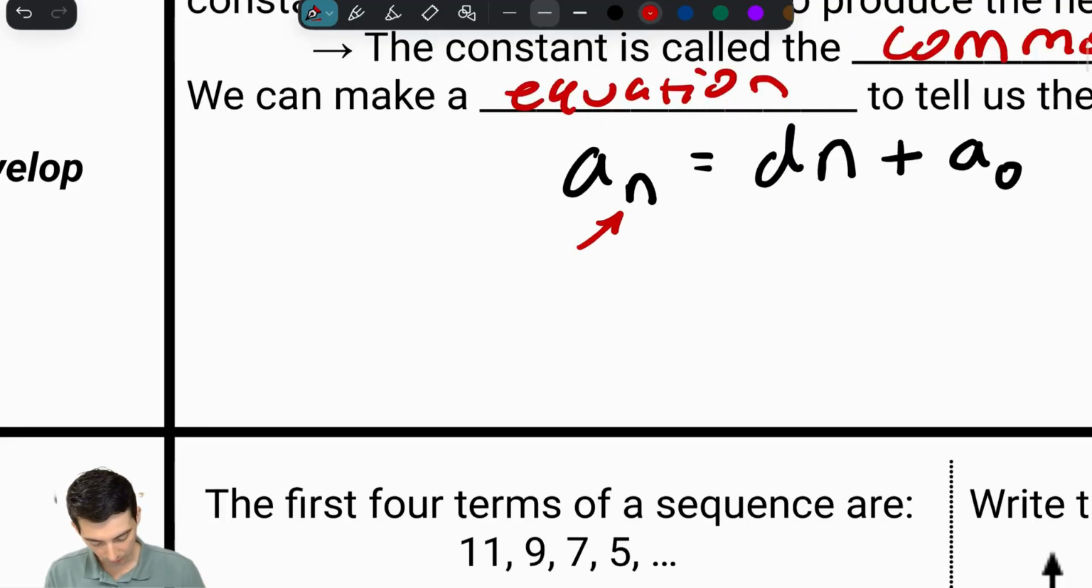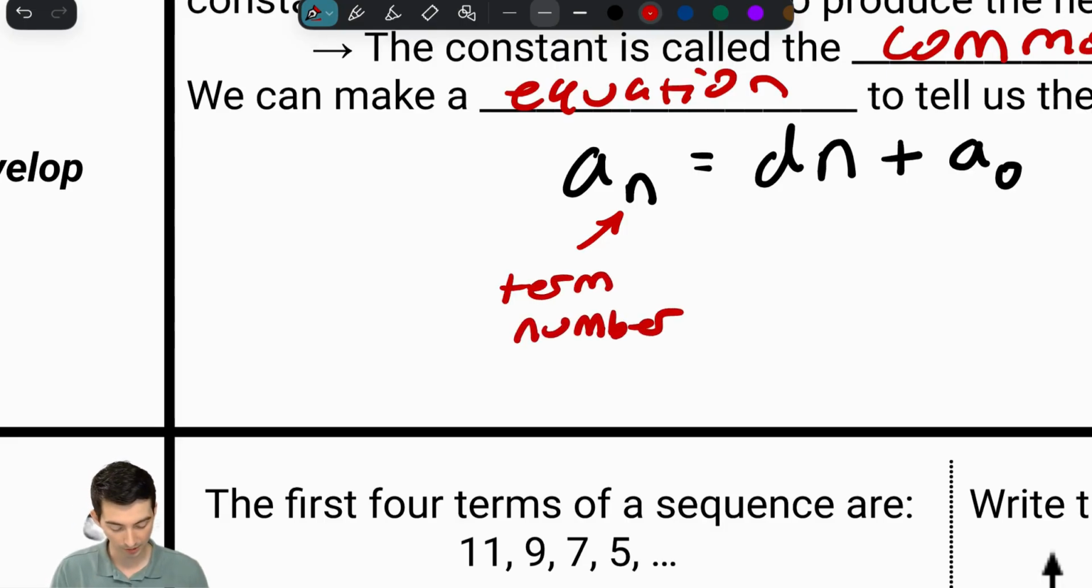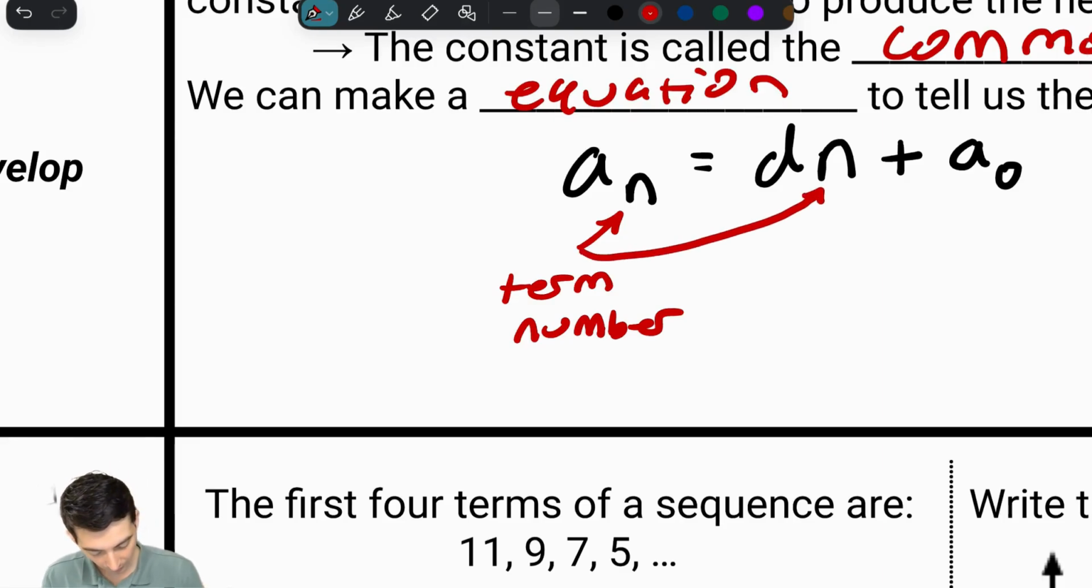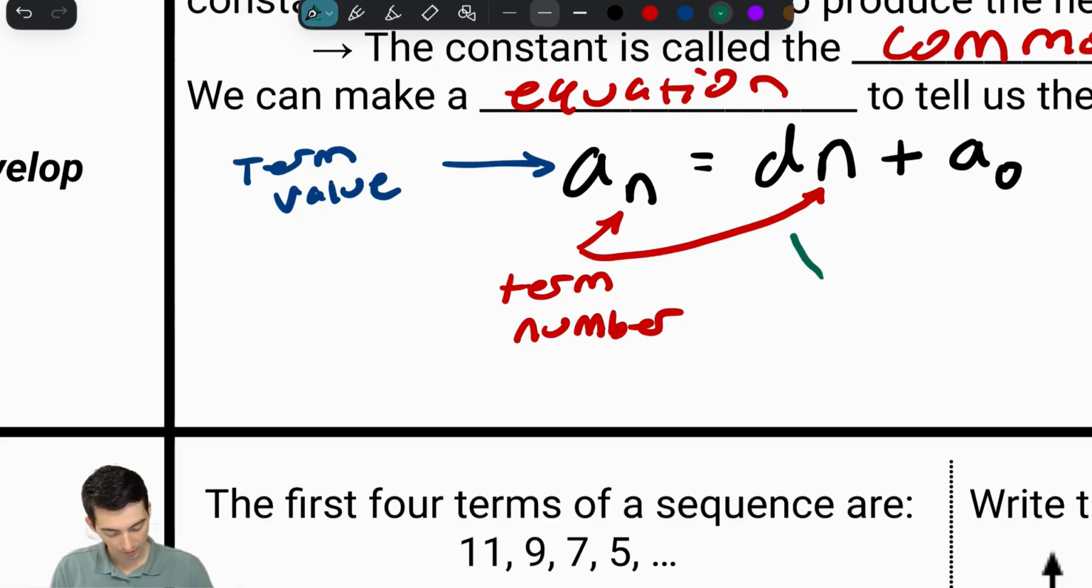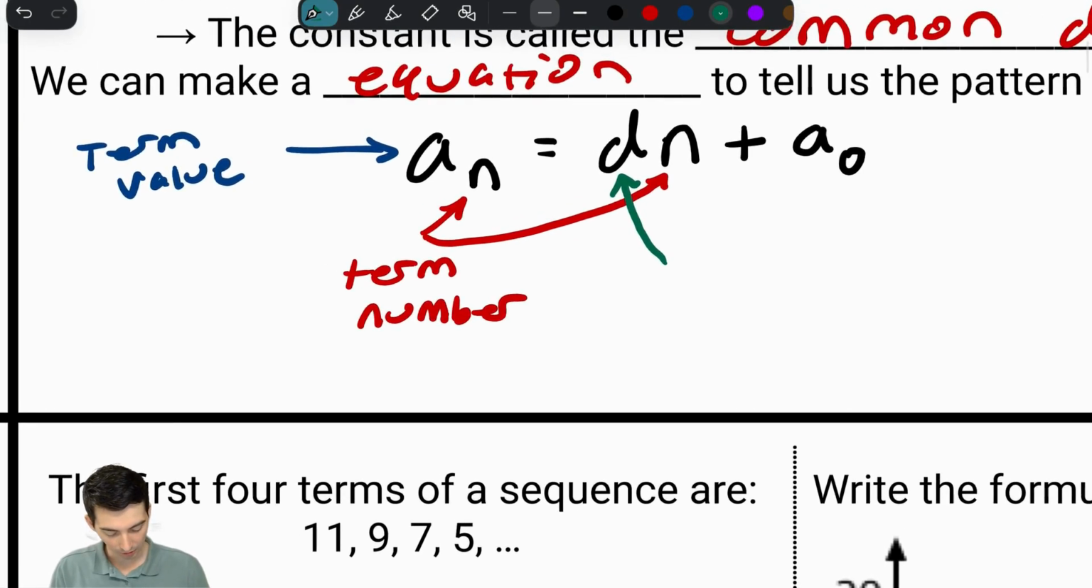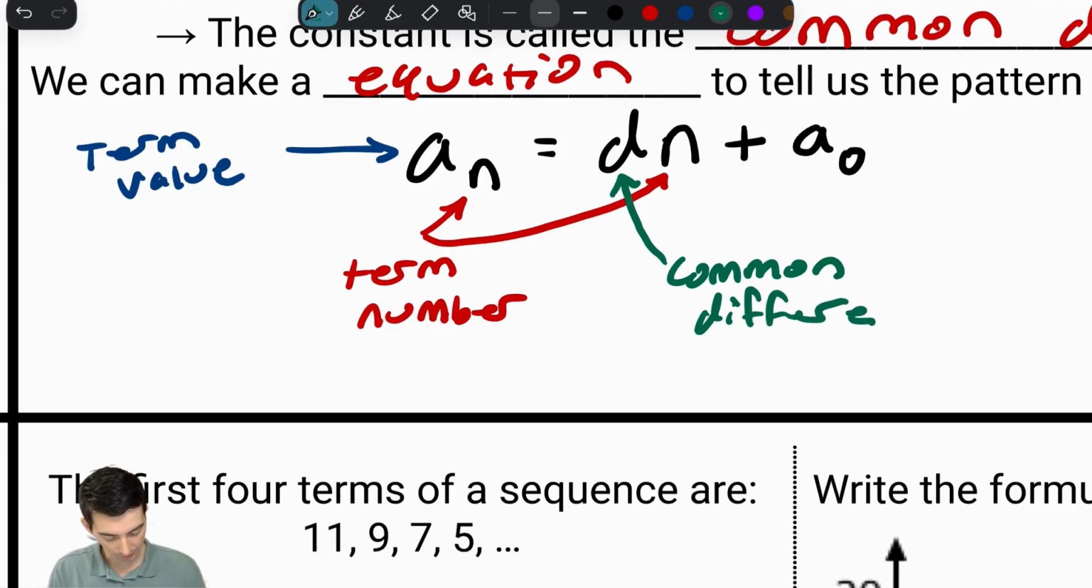n is going to be the term number that we're dealing with. If we want the 100th term, we could plug that in for n. It's also the same n that's here. The a is going to tell us our term value, so whatever number we get out, that's our a. Now this d stands for our common difference, whatever we're adding or subtracting between our numbers.